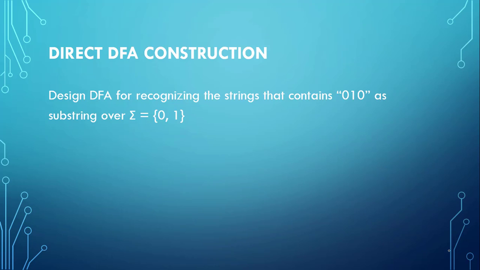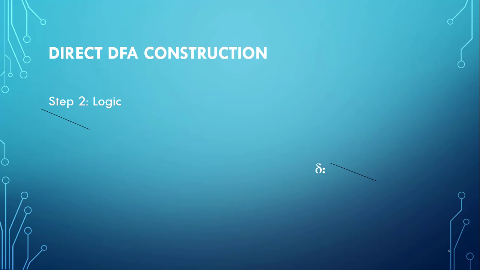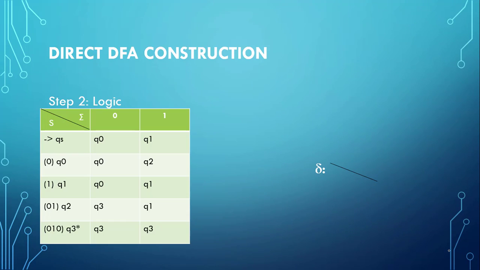So here we have already seen how to design the logic for the strings that contain 0, 1, 0. That is, we have designed some FSMs of such type where we had to check whether some substring is present in our given input string or not. So step number 1 is theory, that is the definition of DFA. Step number 2 is logic, which will be based on the FSM that we have seen already.